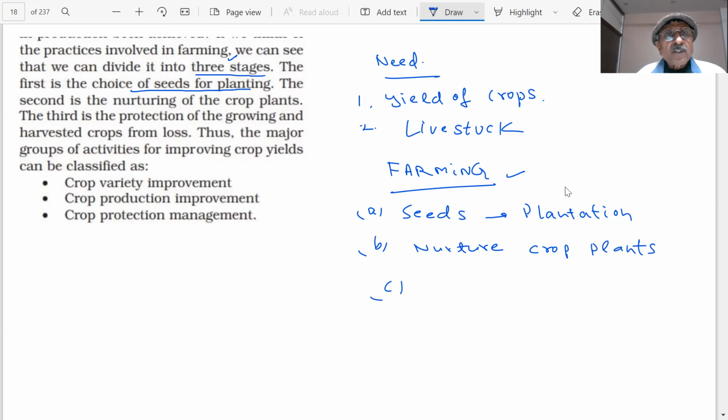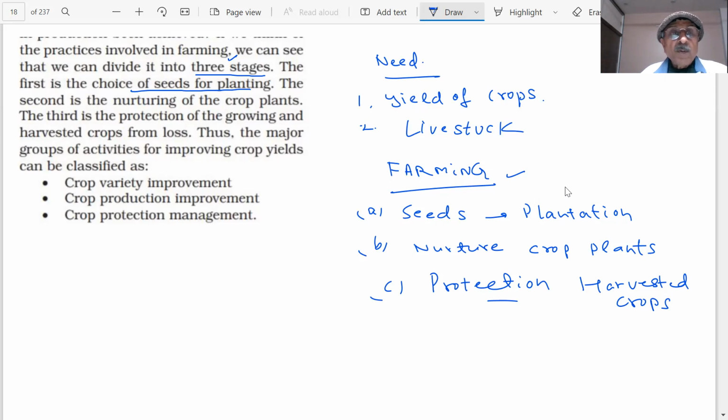Protection of the growing and harvested crop. Protection is also very important. Why do you need to protect the harvested crops? What do you mean by protection? Why do you need protection, students? What will happen? There are weeds, there are pests, there are some diseases which the crops can get and they can be destroyed. So you have to do the protection also.